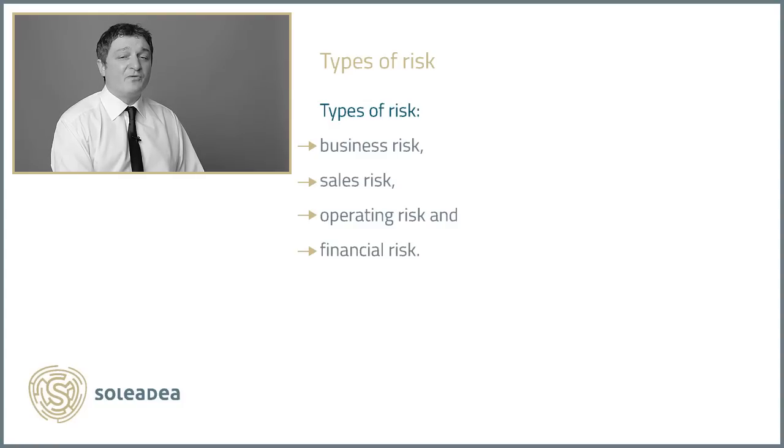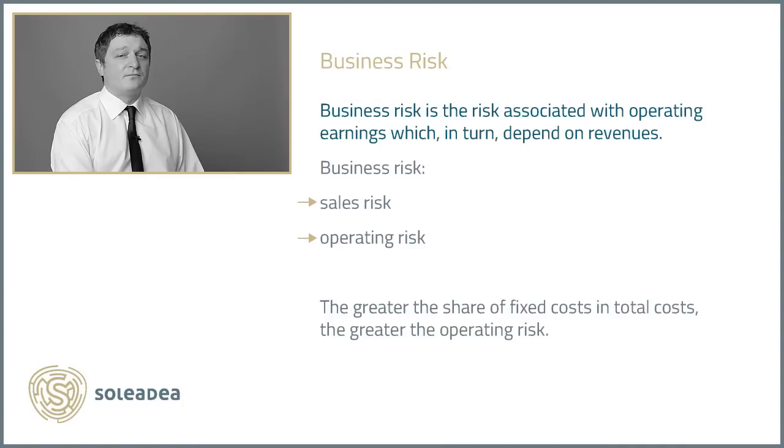Let's now move on to the main risks involved in business activity. We can distinguish 4 types of risk: business risk, sales risk, operating risk, and financial risk. Business risk is the risk associated with operating earnings, which, in turn, depend on revenues. As you know, revenues are influenced by a large number of factors such as economic and demographic factors, legal regulations, etc. Hence the presence of business risk. Typically, companies operating in the same industry have a similar level of business risk.